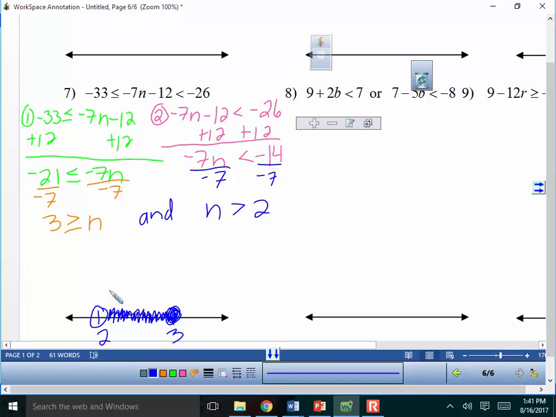Any questions so far? Do we need our interval notation? 2 to 3 with a bracket? Right. Question? Questions?